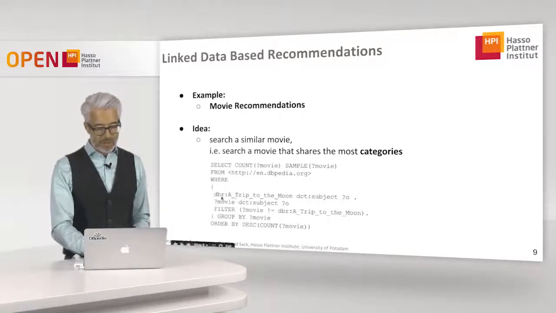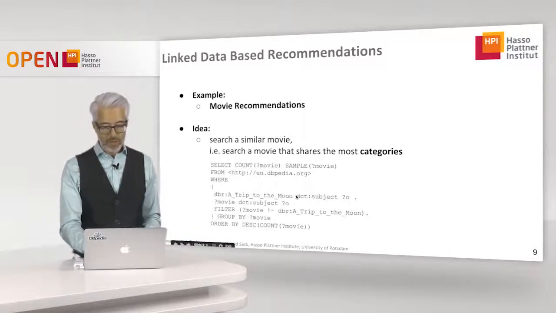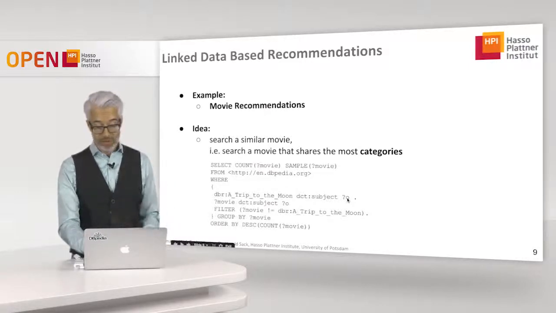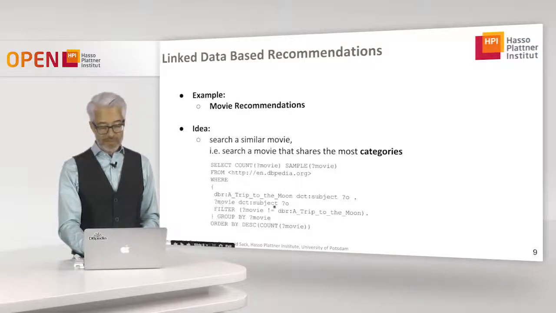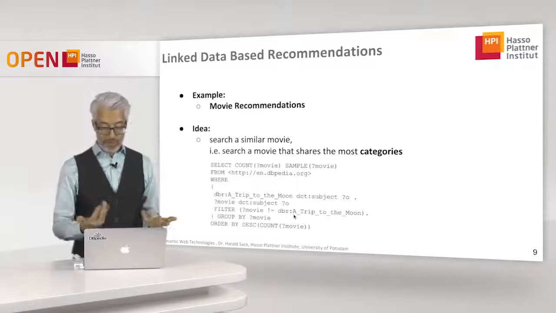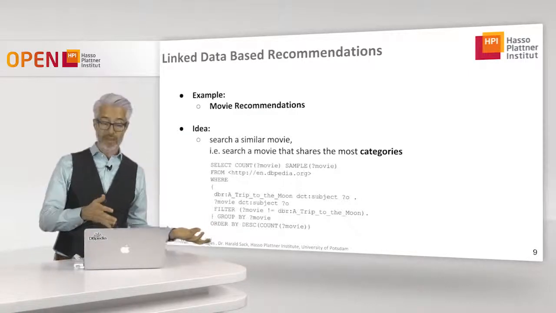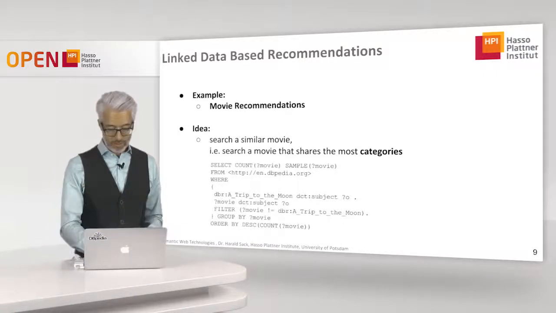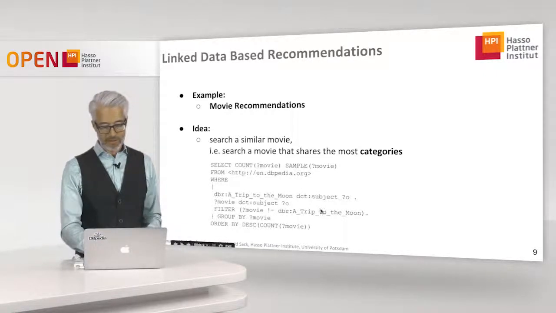So first we say, okay, we are looking at our original resource, which is A Trip to the Moon, and we want to find out which is the subject of that, so which is the category. O here is the category. And then we are looking for a movie which has the same category, which is also dct:subject O. And of course, we want to exclude the very same movie we are looking at right now, because this would be, of course, the entity with the most shared categories. So therefore, we want to exclude it here in the filter condition.